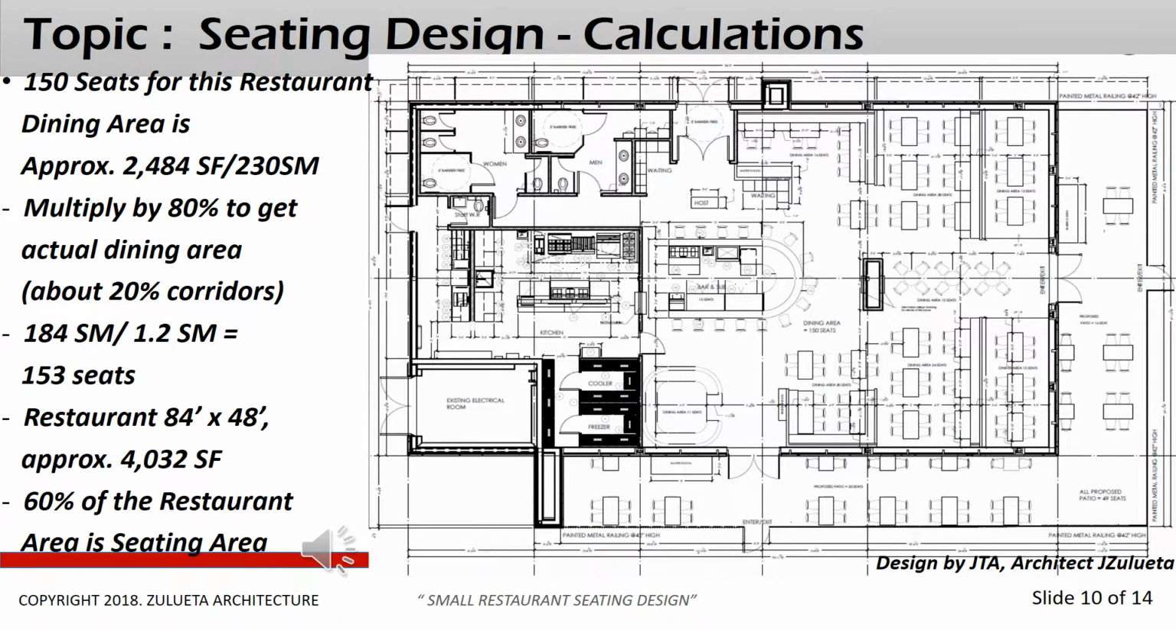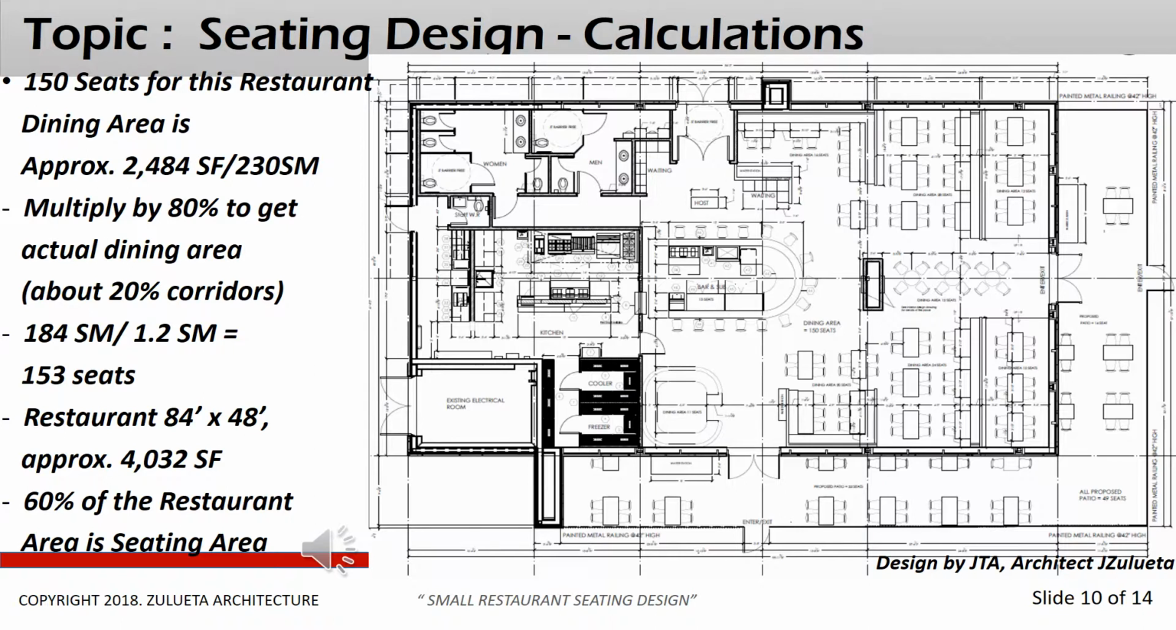So what we are showing here is the actual seating design calculation for a restaurant. The proposed number of seats for this restaurant is 150. The dining area is approximately 2,484 square foot or 230 square meters. Multiply by 80% to get the actual dining area. About 20% of the area goes to corridors. So we have 184 square meters divided by 1.2 square meters is 153 seats.